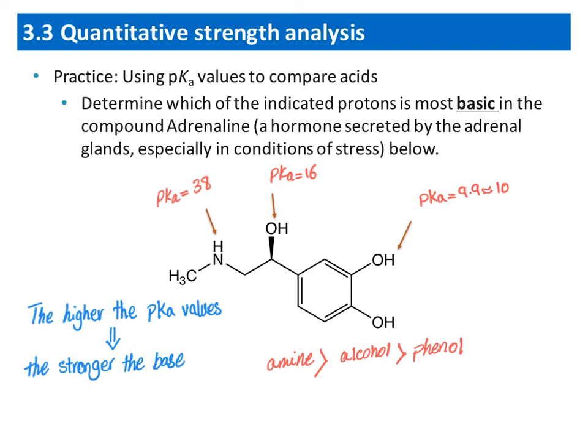Now if the question asks you which one is the most acidic proton, we need to reverse this order. So for the acidic proton, phenol is the most acidic because it has the lower pKa value. So the lower the pKa value, the higher the acidity, or the stronger the acid would be.